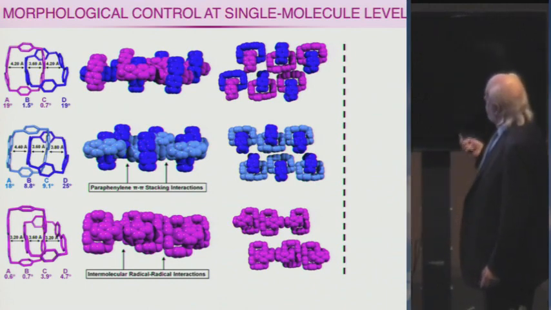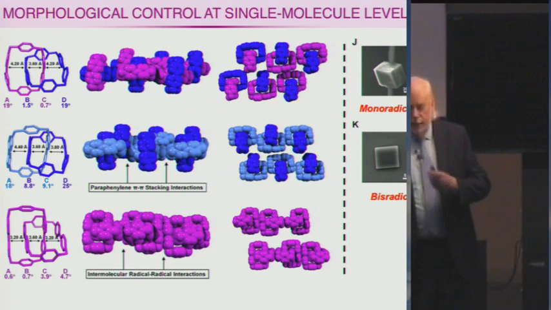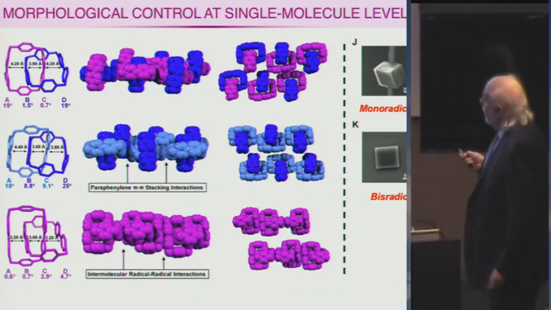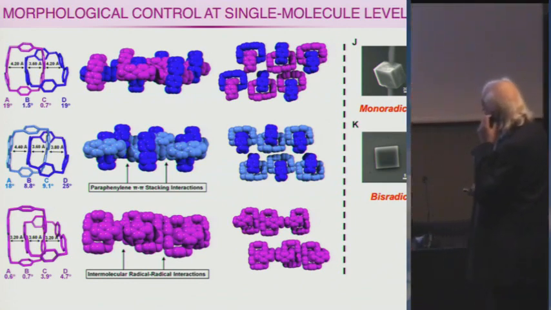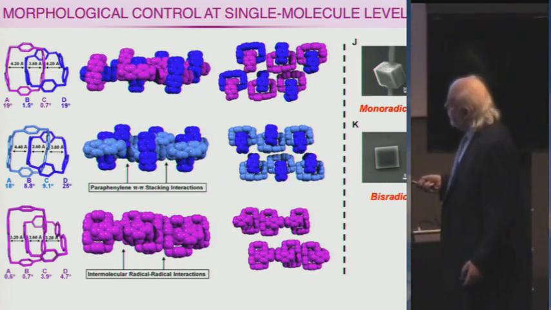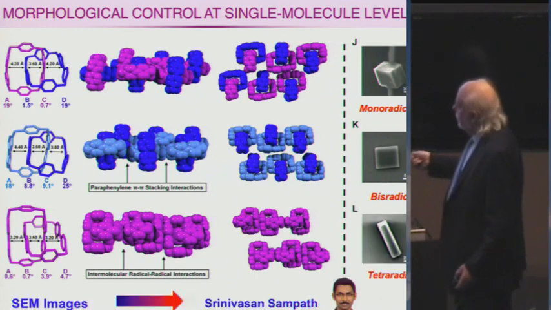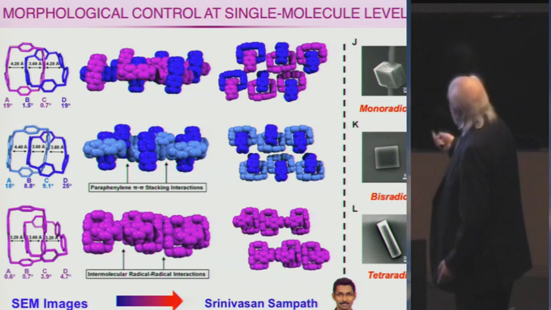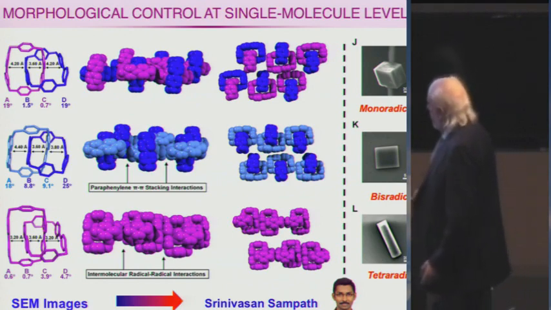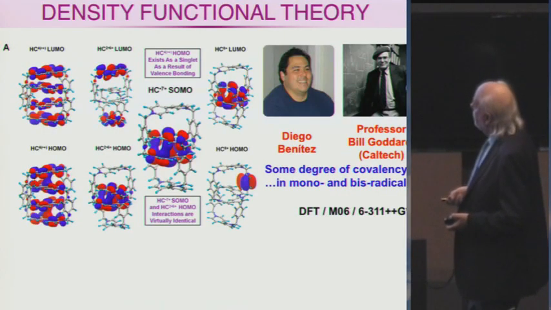So we have the monoradical and the bisradical, which effectively, with their bipyridinium units as dications on the outside, the molecules don't speak to each other other than through weak paraphenylene pi-pi stacking interactions. But if you take the tetraradical tetracation here, then you have radicals everywhere, and so they speak to each other between these different molecules, and instead of getting these cubes, we get this needle-shaped type of compound. And this Indian postdoc then went on to do quite a lot of experiments on conductivity in relation to that system. But I can't spend my time talking about that today.